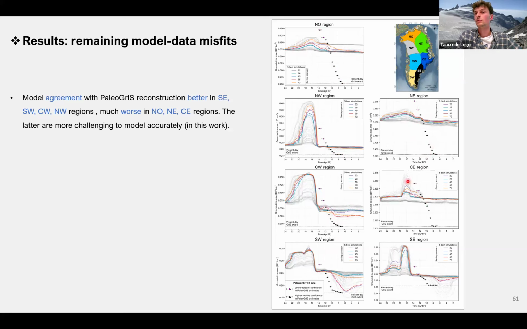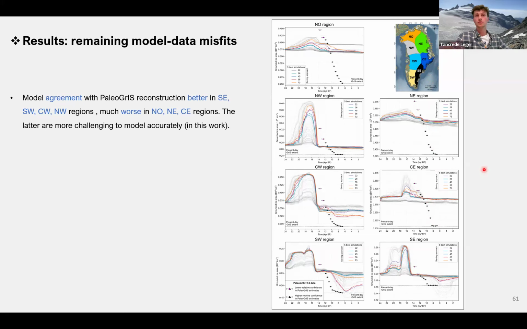And in the Central East, we are not underestimating the advance. I mean, the continental shelf break is not too far away, so it's not too hard to get the right advance. However, the retreat is still completely underestimated. So that's mostly the Scoresby Sound region where we have this big fjord network that in our model is not being deglaciated, basically, nearly enough.